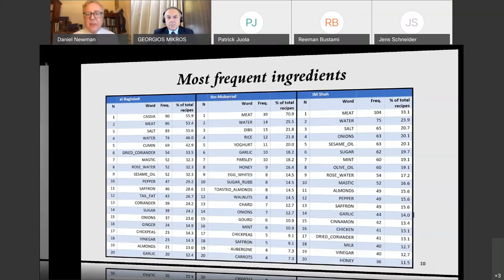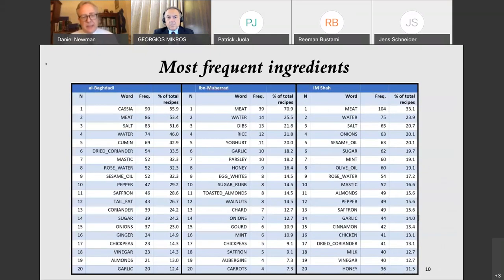Now, the ingredients merit a little bit of attention, as this tells us a great deal about the cuisine and its flavors. The first thing to notice is its meat heaviness, which is not surprising because, remember, it's a cuisine of the elite, and meat, of course, being an ingredient eminently connected to the elite cuisine of the time.